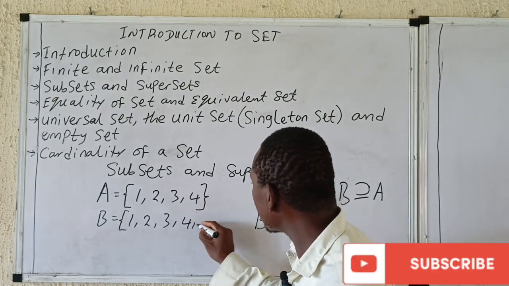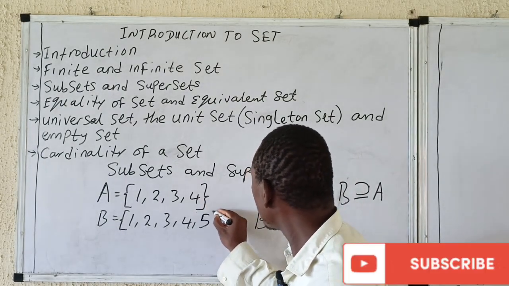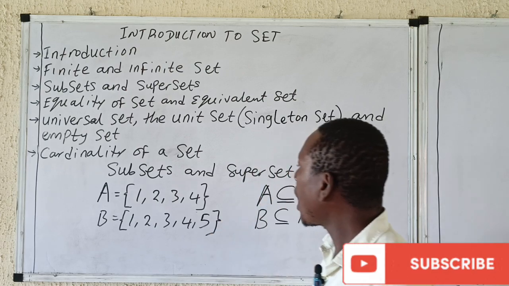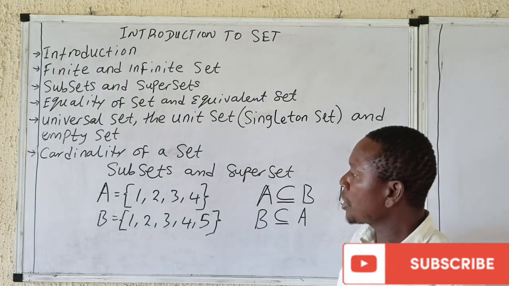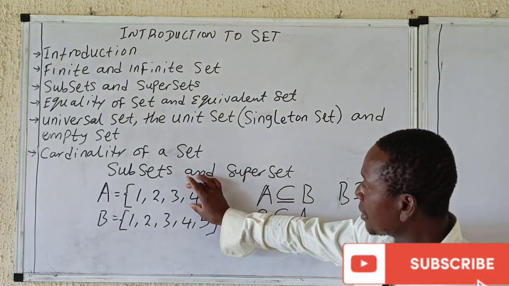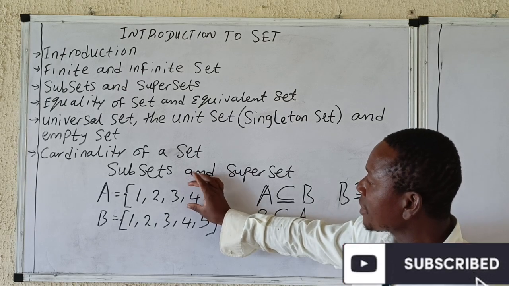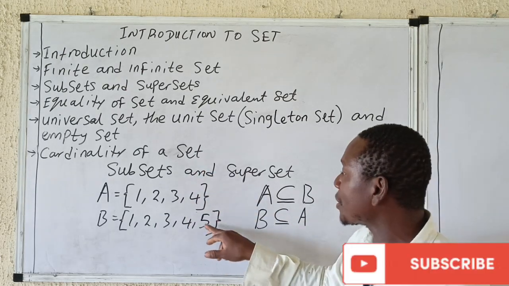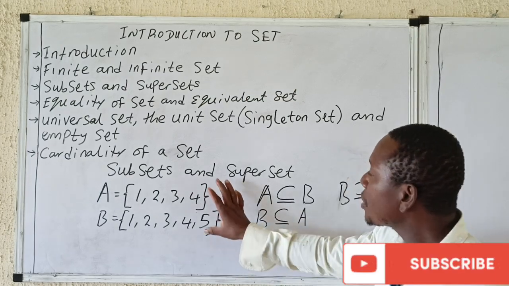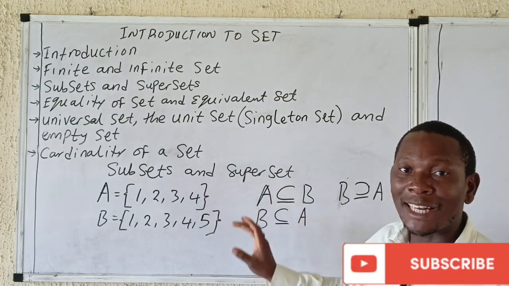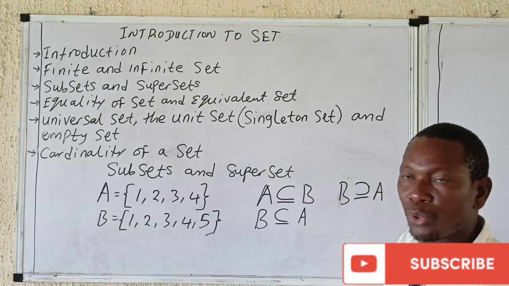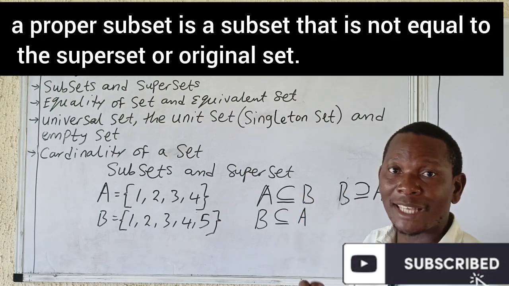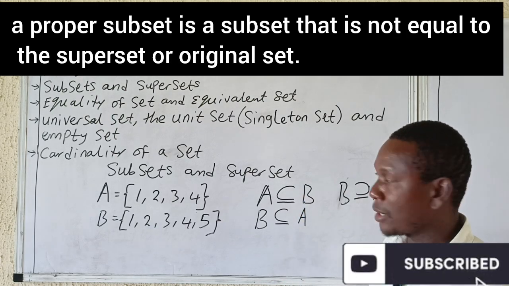But let's change the question a little. Let's add an element to set B. Add 5 to it. And we'll now have a situation whereby all the elements in set A are present in set B, but there is an element in B that is not present in A. This one, set A, is now regarded as a proper subset.